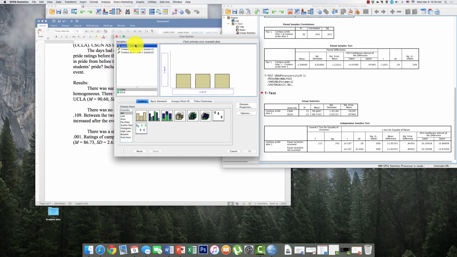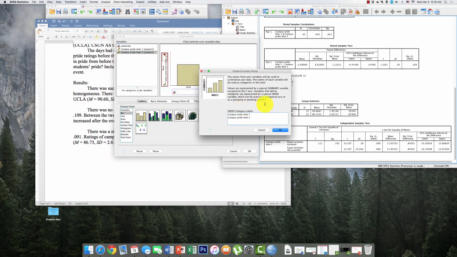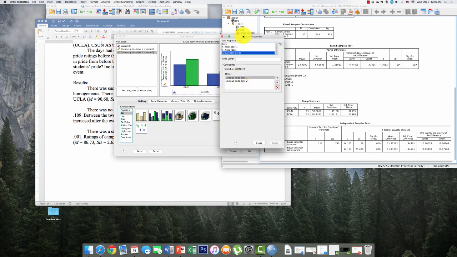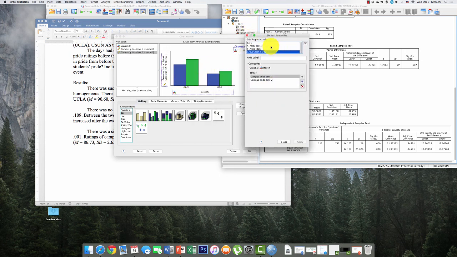We're going to move our condition onto the x-axis. So grab it, hold it, drag it down there, and then we're going to drag Campus Pride time 1 to the count over here, or the y-axis, and then we're going to click and hold Campus Pride 2 and drag it to the same place, but you're going to see this plus sign with a small rectangular box. Put it there, and you'll get another window popping up. Just hit OK, and then you're going to get something that looks like this.